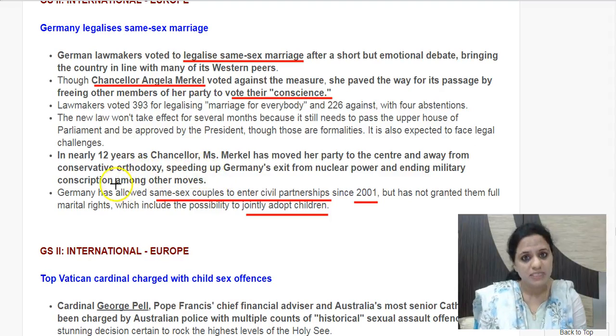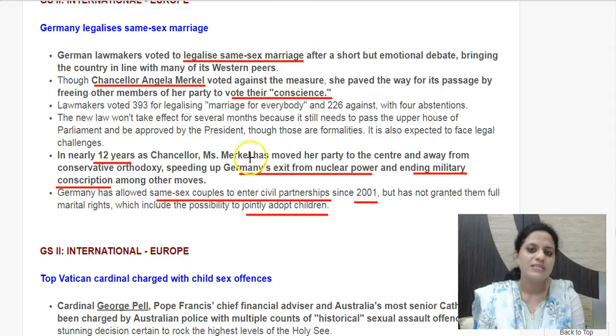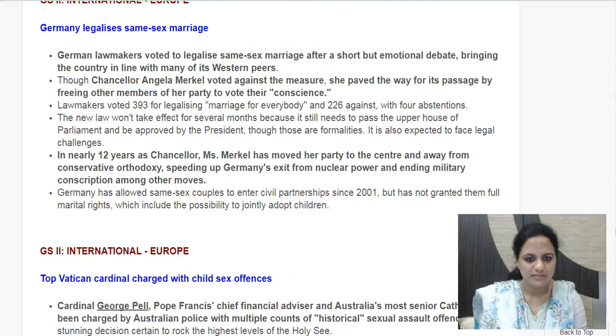She has been the Chancellor of Germany for the last 12 years, and she has made many progressive reforms. She has taken her conservative party from orthodoxy to the center. She has sped up Germany's exit from nuclear power. She has ended military conscription in Germany too. So these are the major initiatives which she has already taken, and now same-sex marriage will also be legalized.